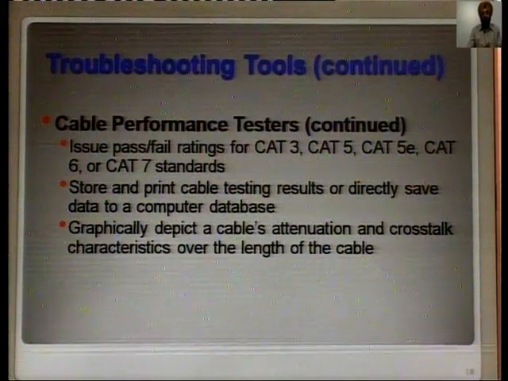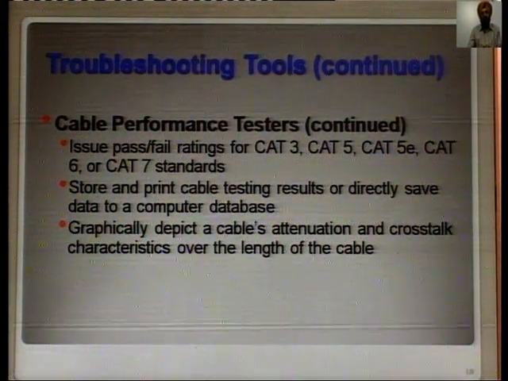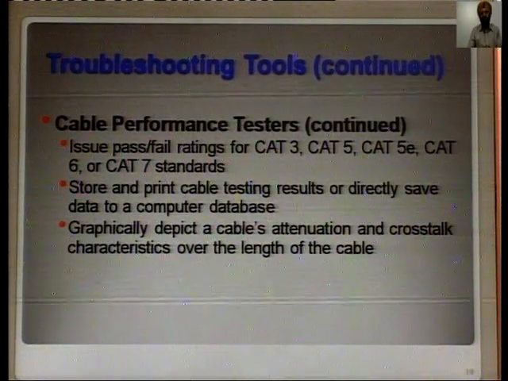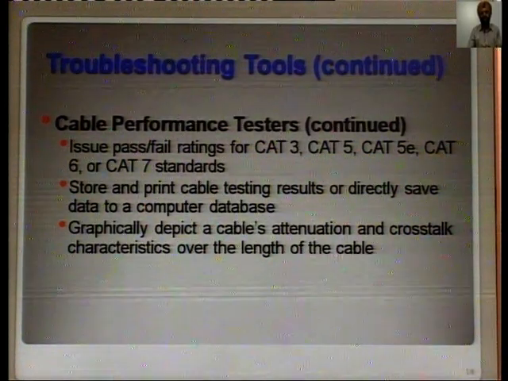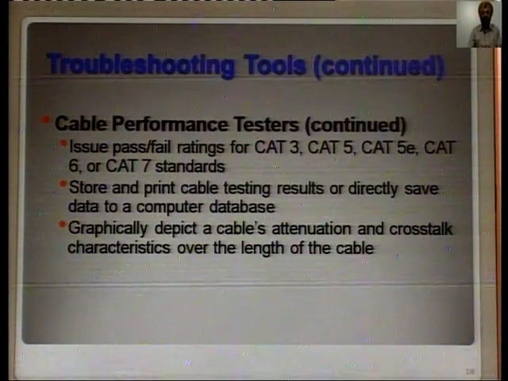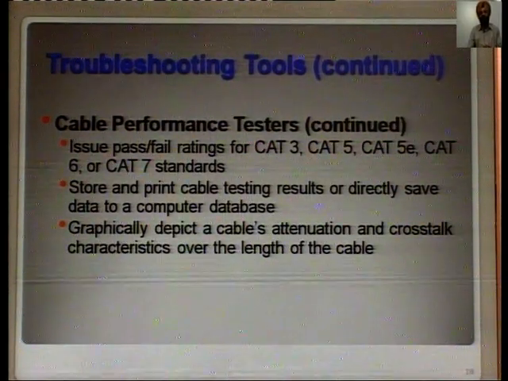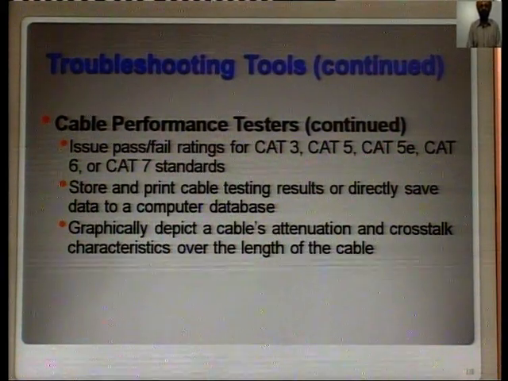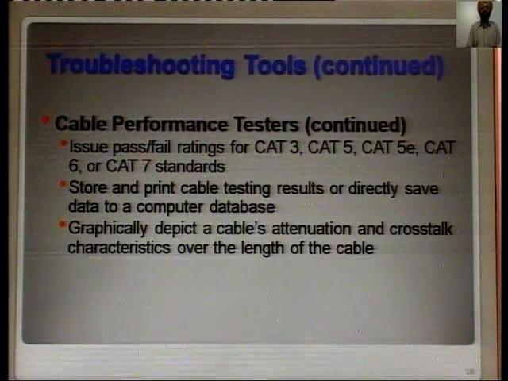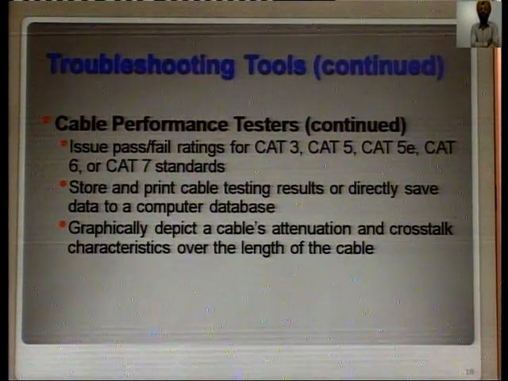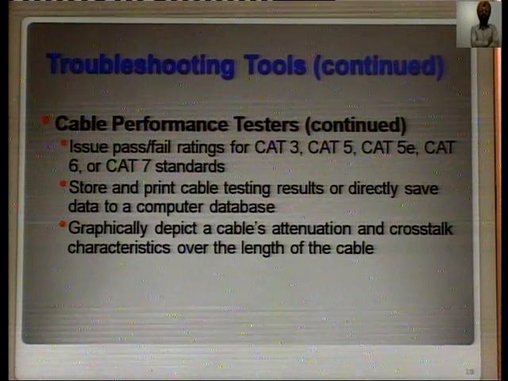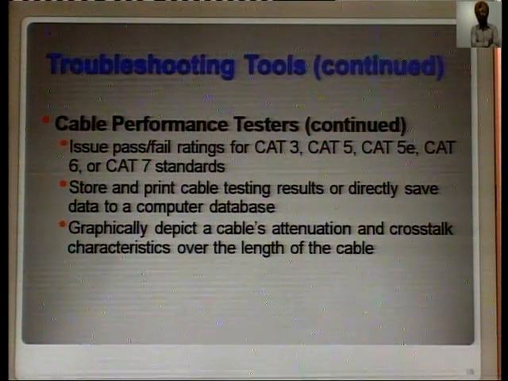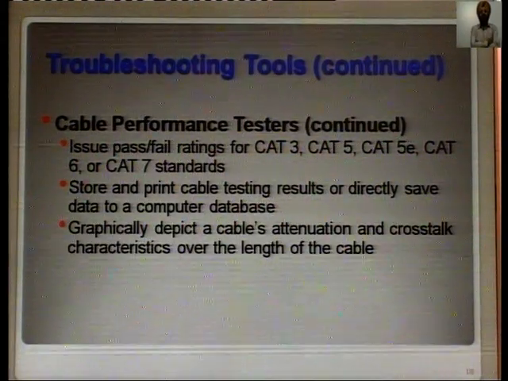Cable performance testers, continued. Now this means that we will check for Cat 3 cable, Cat 5 cable, Cat 5e, that is the enhanced version of Cat 5, Cat 6, or the latest Cat 7 standards. We will test whether they are performing, whether they are high speed cables. Now the speed of data transmission increases by the model. Cat 6 or 7 will be faster than Cat 3 or 5. So they should have performance testers also, to check whether they are performing at the desired levels or not.